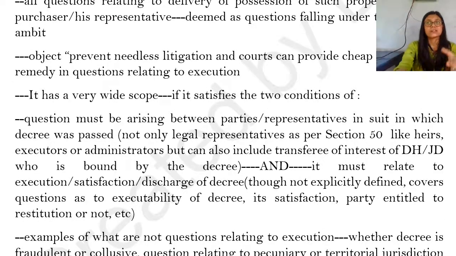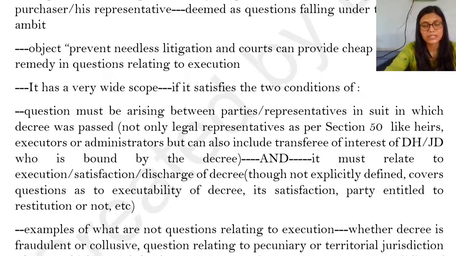Now, just as it is important to understand some examples of what questions can be dealt with by the executing court, it is also important to understand some examples of what cannot be dealt with by the executing courts, or what are the questions not relating to execution. So one of the examples of a question that an executing court cannot deal with is whether a decree is fraudulent or collusive, or whether the question is relating to the pecuniary or the territorial jurisdiction of the court which has passed the decree, or where we are trying to check the correctness or the validity of a decree, except where it is in itself a nullity, etc. So this was section 47 that was there.